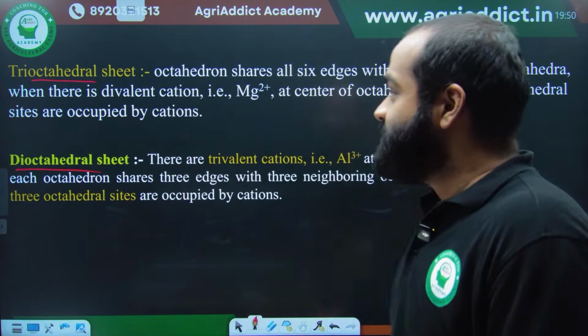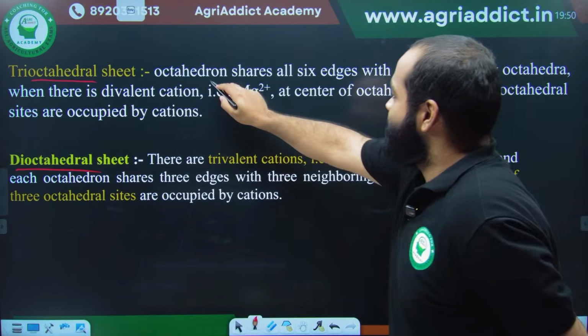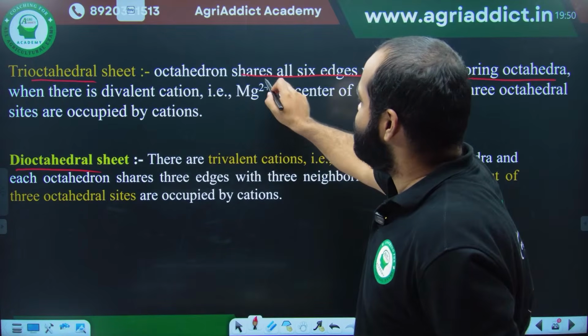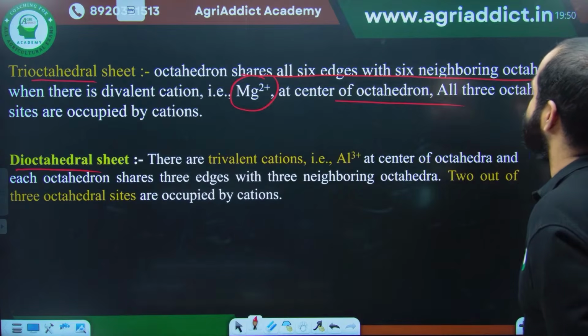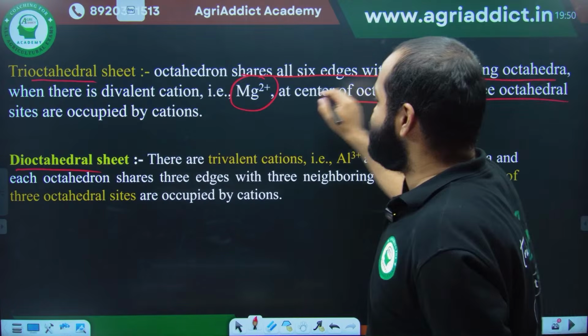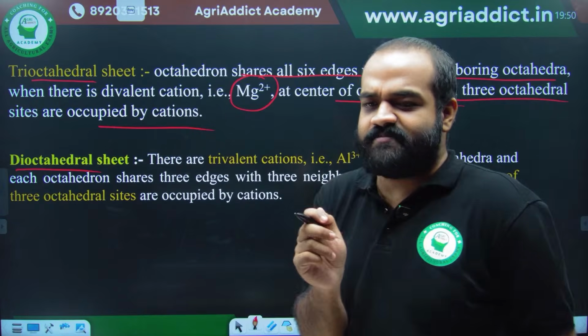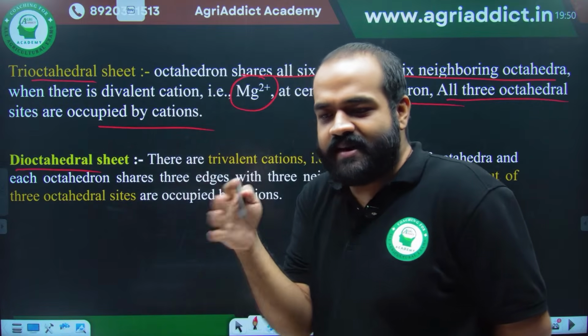Now what is this? Trioctahedra is where an octahedron shares all the 6 edges with 6 neighboring octahedra when there is a divalent cation at the center of the octahedron. All the 3 sides are occupied by cations. All these statements are very important. I have taken only the important statements from where questions come. All the extra parts I have cut off.